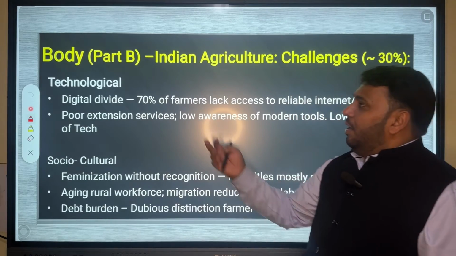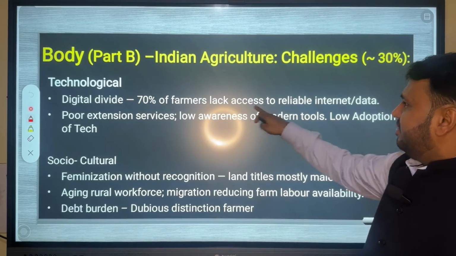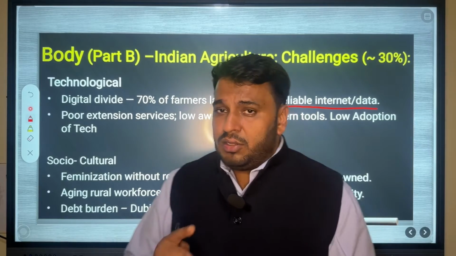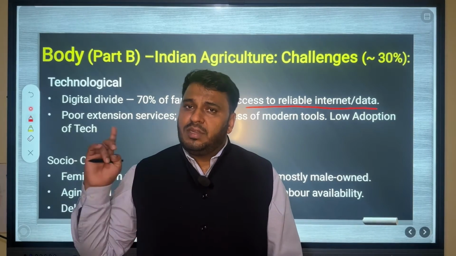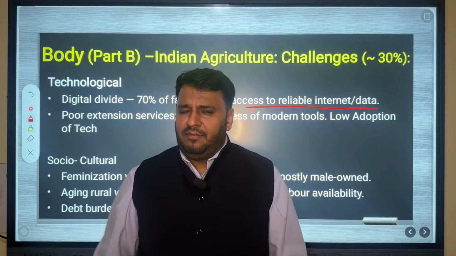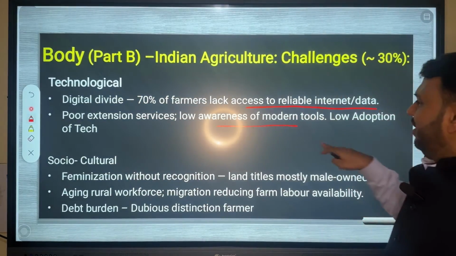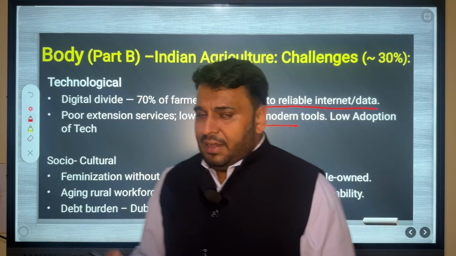Technological domain: the digital divide is there. 70% of the farmers lack access to reliable internet or data, or they lack internet, or they are not educated enough or skilled enough to use the technology or data that they have in front of them. Poor extension services, low awareness of modern tools, low adoption of technology is another issue that Indian agriculture is facing today.